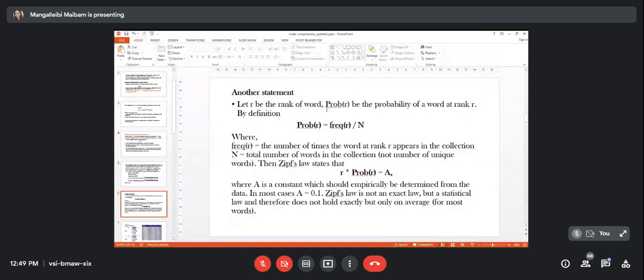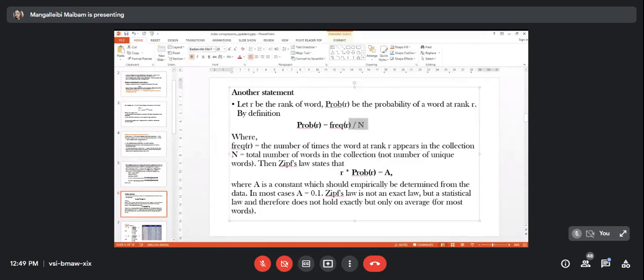Let R be the rank of the word, and P(R) be the probability of a word at rank R. By definition, P(R) equals frequency of R divided by N. So this is another statement of Zipf's law.